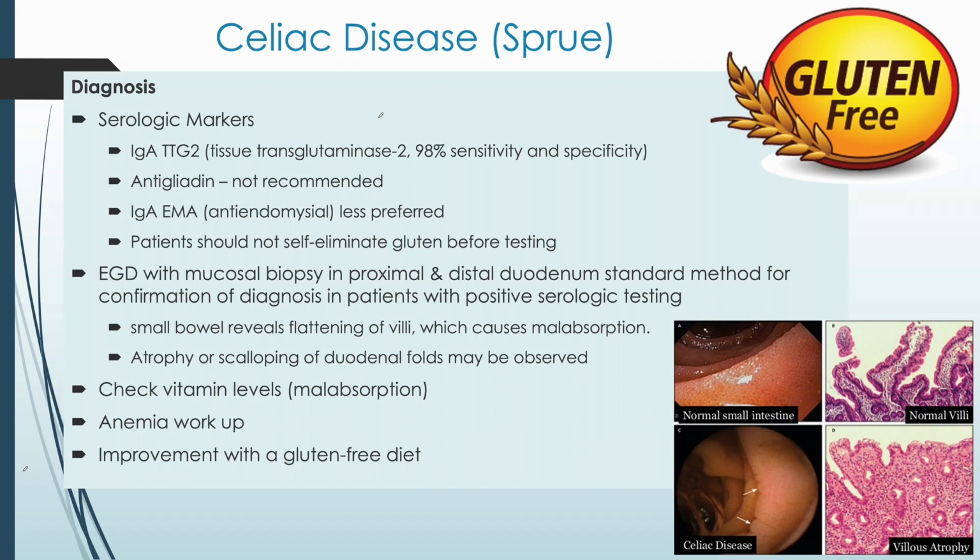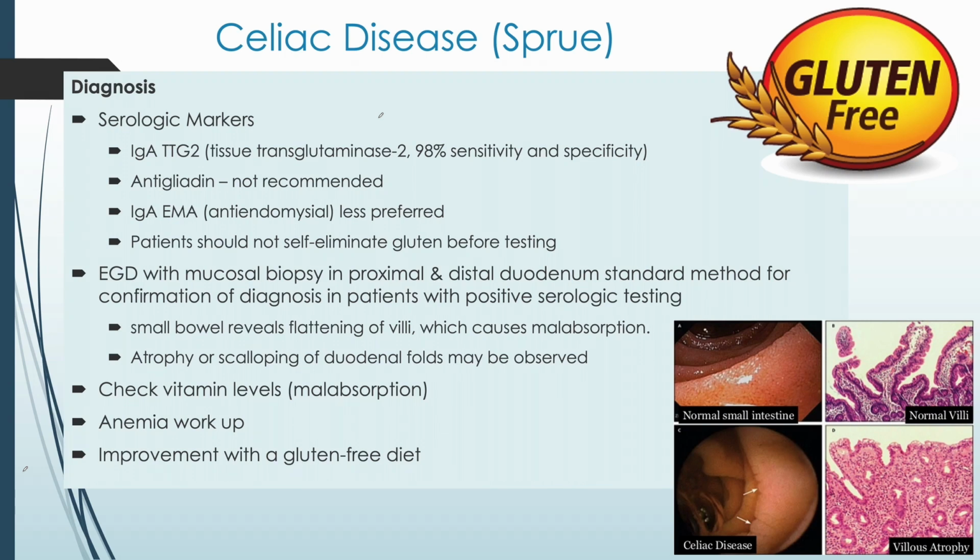And something to note is that a lot of times, since there's widespread awareness of celiac, patients self-eliminate gluten before they go for testing, especially if you mention to them that that's what it could be. So if you're going to be sending them for serologic testing, blood testing, then you want to tell them to eat the normal diet, what they had been eating before, because if they eliminate the gluten before testing, you might not get accurate results.